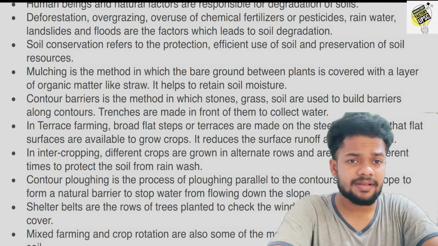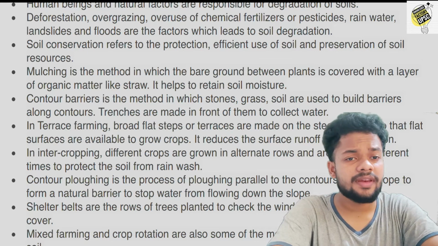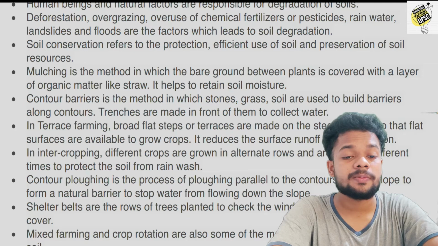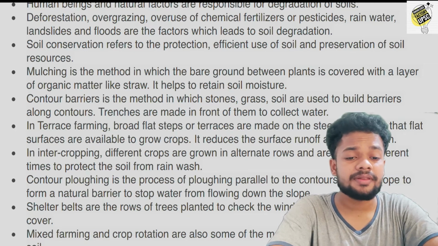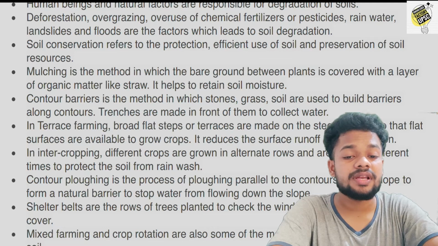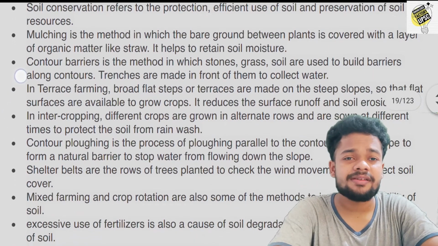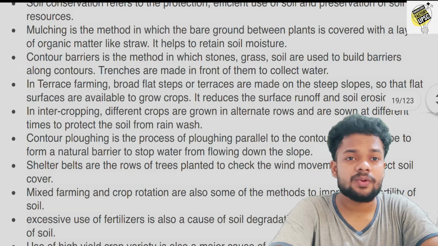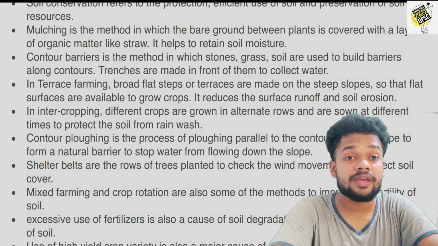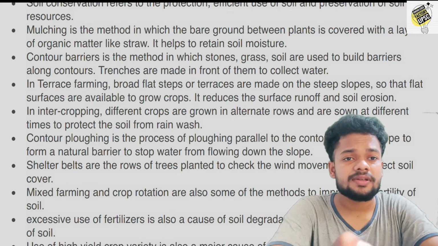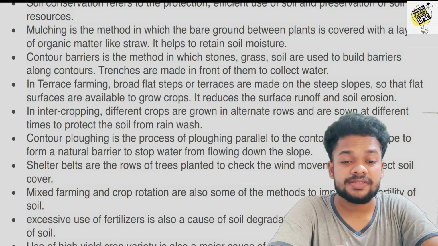Next, we are going to discuss some important terms which will be very useful for your examination. Let's see what is mulching. Mulching is a method in which the bare ground between the plants is covered with a thin layer of organic matter like straw, which helps in retaining the soil moisture. So after the cultivation, the leftover straw is used for covering the land, and in that way we can retain our soil moisture, which helps in transforming it into fertile land or soil. Okay, I hope it is very clear.